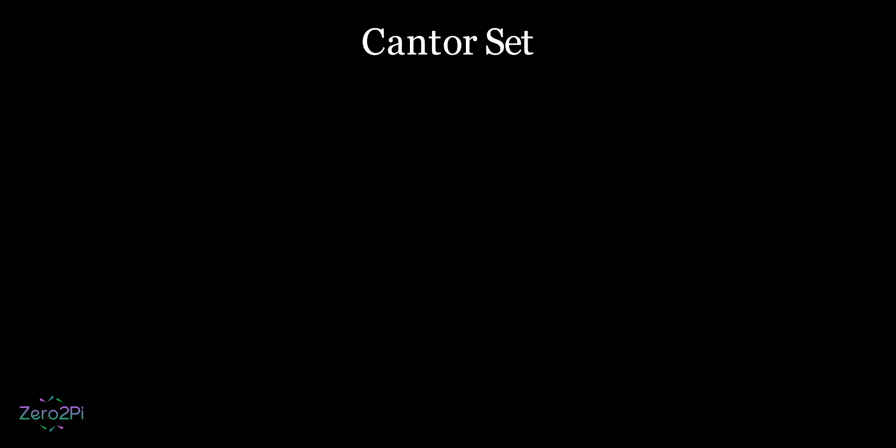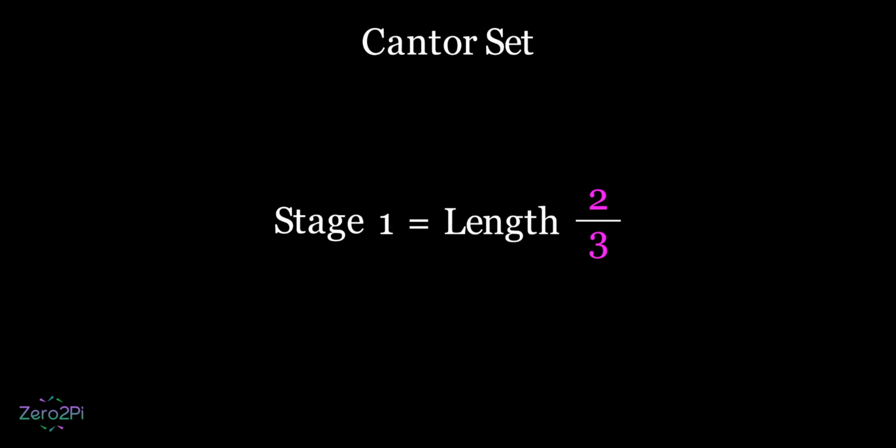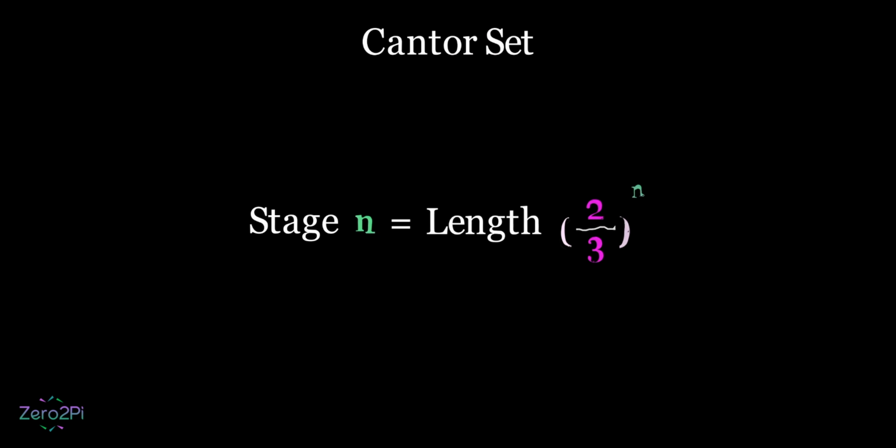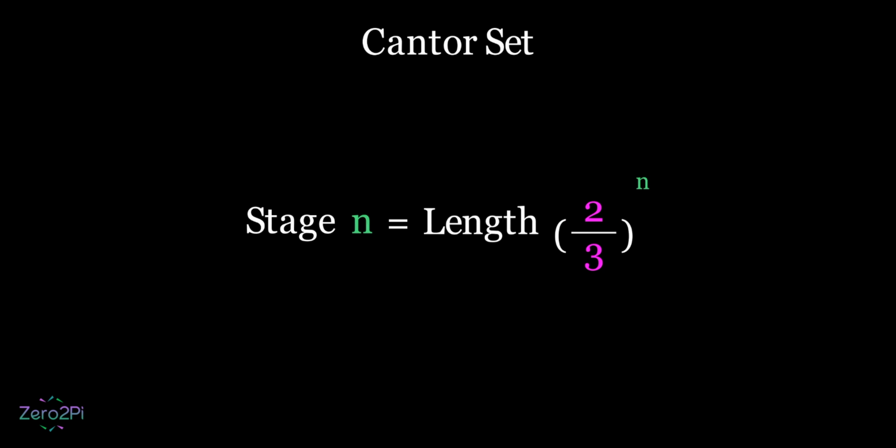Now here's the weird part. Let's look at the length of what survives. At stage 0, we have the interval 0 to 1, so the line has length 1. When we remove the middle third, we keep 2/3 of the previous length. So stage 1 has length 2/3. Stage 2 keeps 2/3 of that, so we get the length as 2/3 times 2/3, which is 4/9. Every stage keeps only 2/3 of what came before. So, at stage n, we get the length (2/3)^n.